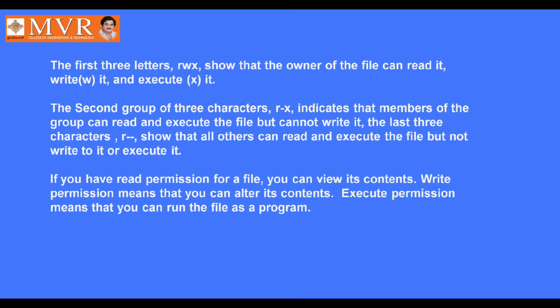So what do you mean by read permission? If you have read permission for a file, you can view its contents. That means you can display the contents of the file and you can read them. Similarly, write permission means you can alter its contents. Alter means you can update it, you can delete it, or you can do whatever you want to do with that file. That is the write permission. And execute permission allows you to run the file as a program. If it is an executable file, the file can be executed as something like a program.